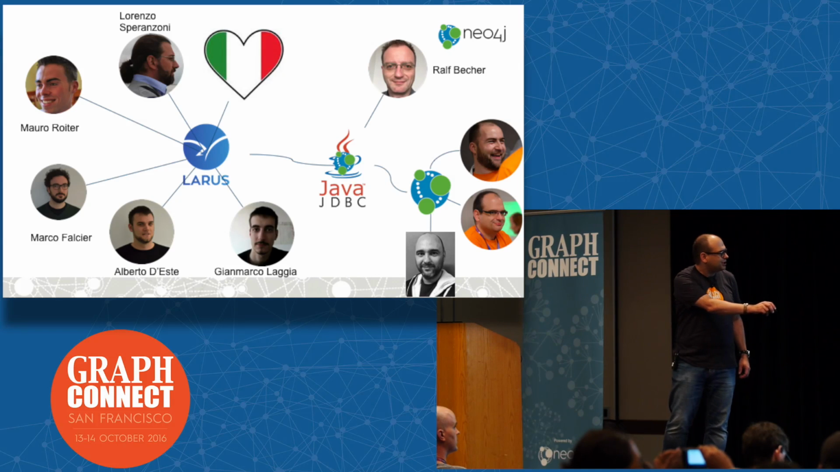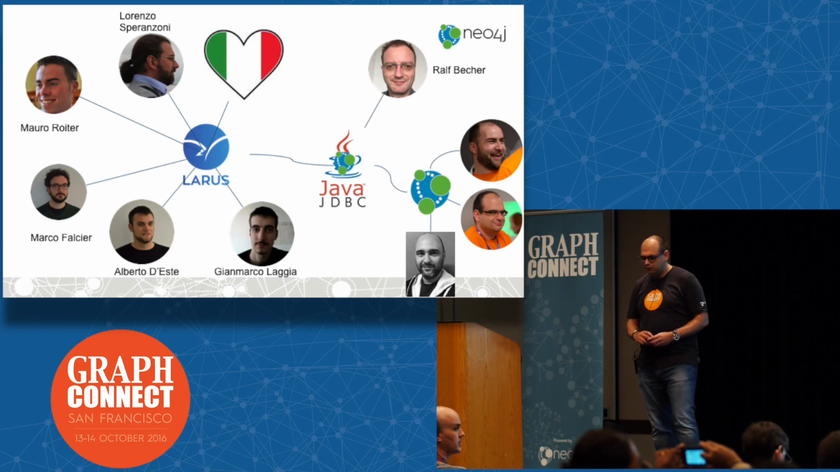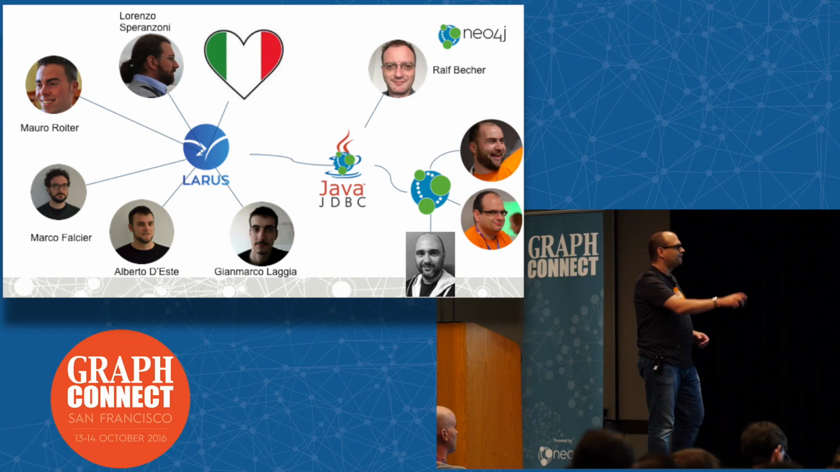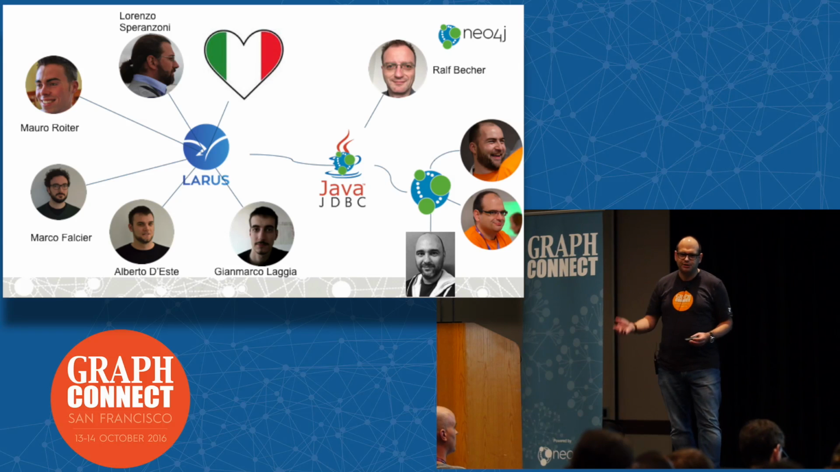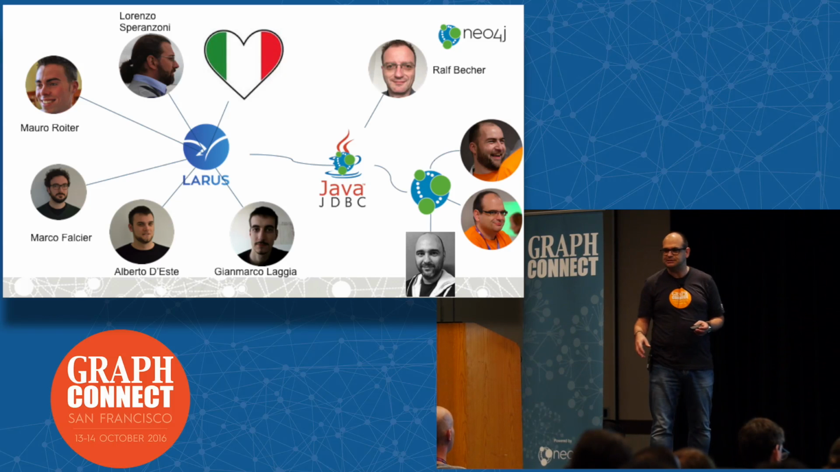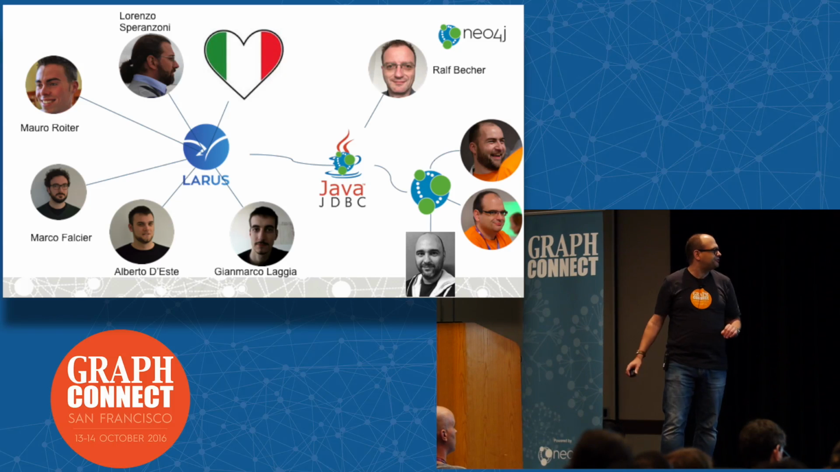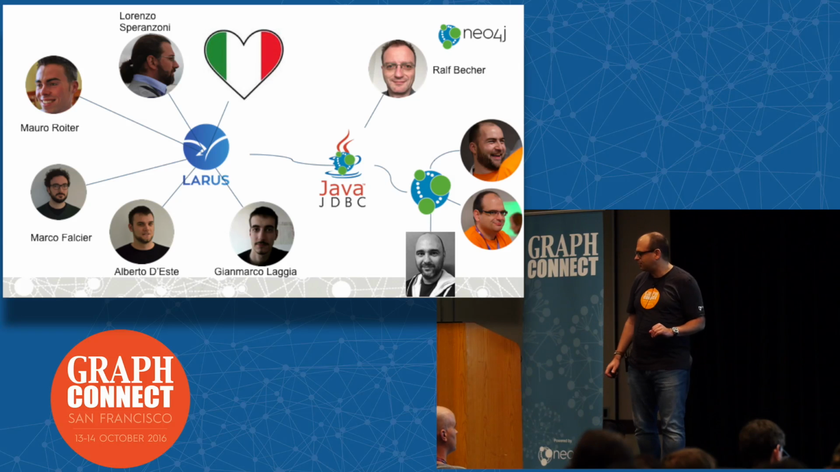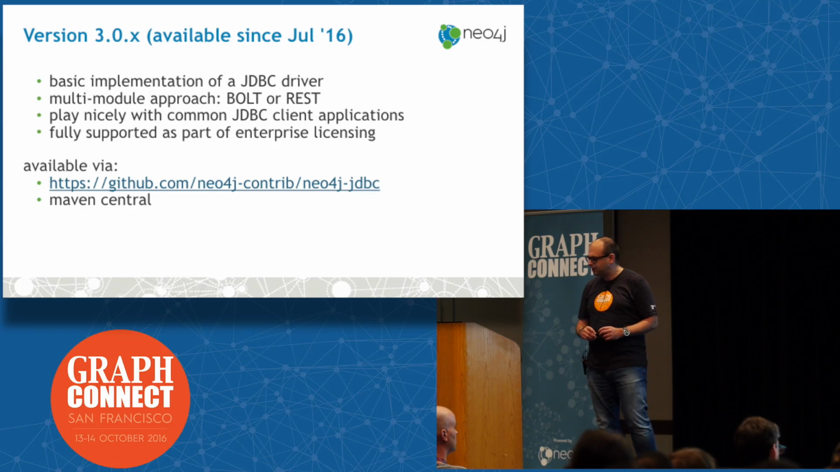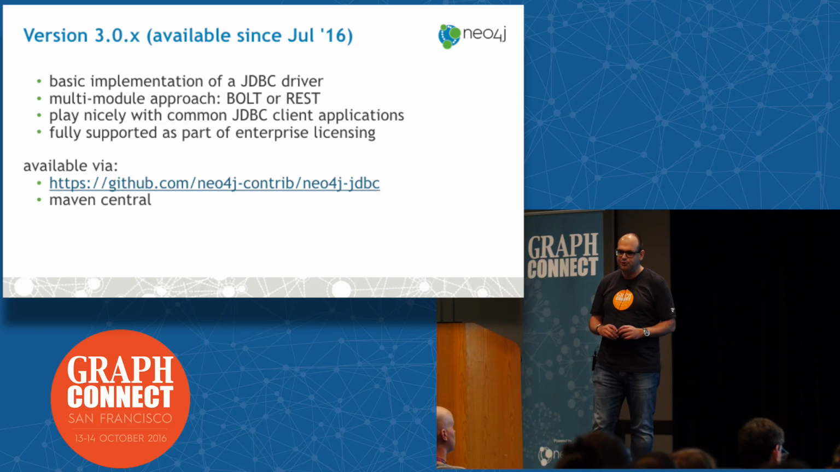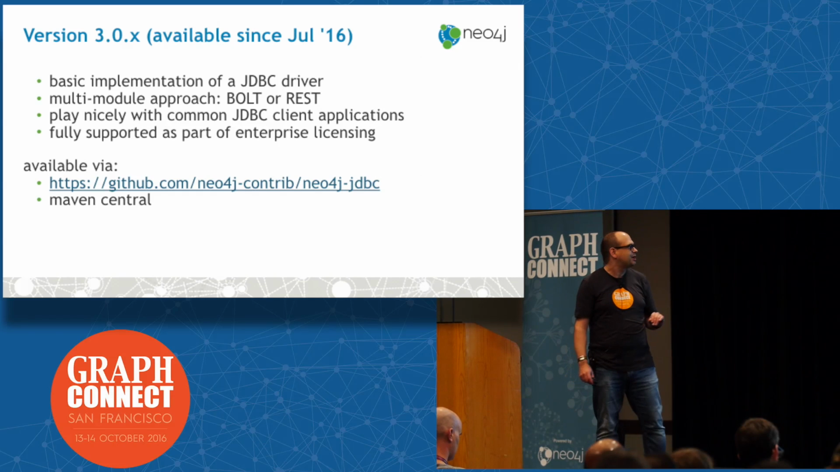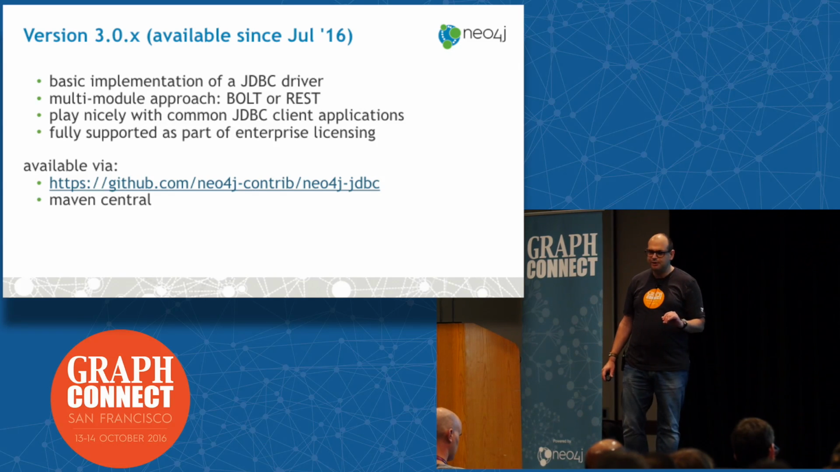Then we have my colleague from France, Benoit, who contributed the HTTP binding. And we had a guy from Germany who is an expert in BI tools. He knows Tableau and ClickSense in and out and helped a lot with testing these tools. All this collaborative work led to the JDBC driver as we have it today. The first public release, version 3.0, was released back in July. We tried to align the version numbers with Neo4j releases to make it easier to find the right version.